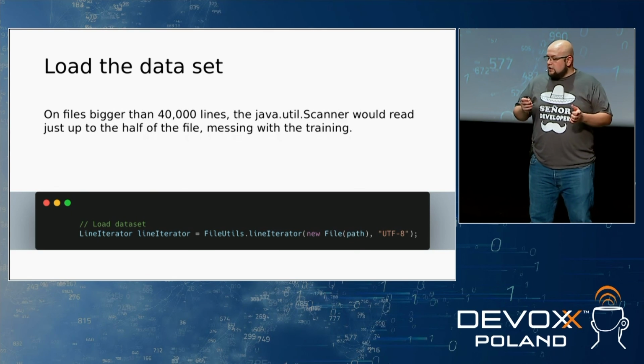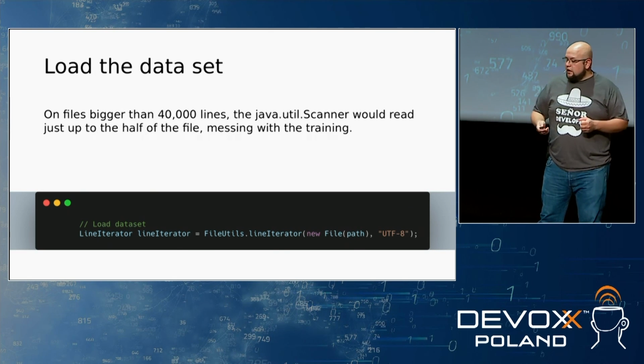So what I did is I just changed that for the FileUtils LineIterator from Apache, and then it started working again like a charm.